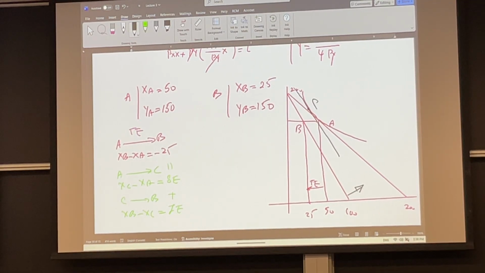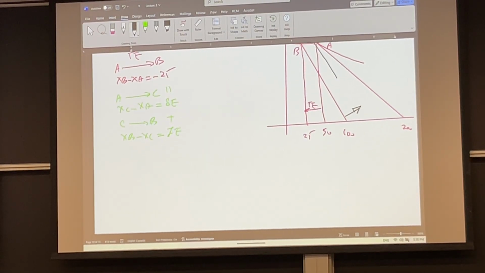Now we have to numerically find C. By looking at C, what do you see? Anyway, what do you see? Where is point C? Point C is on the same indifference curve that point A was. Alright, so we can use that. Characteristic number one. We don't have C, we don't know where it is yet, but it must yield satisfaction equal to A.